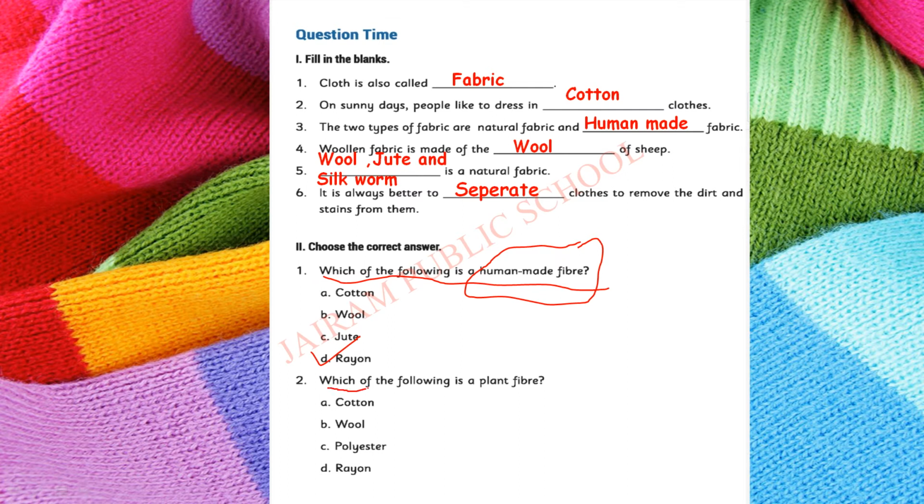Next one, which one of the following is a plant fiber? Can you guess this answer? They have given four options here: cotton, wool, polyester and rayon. Which one is the correct answer? Very good. Okay, cotton is the correct answer. Very good, dear. Shall we move to the next one?